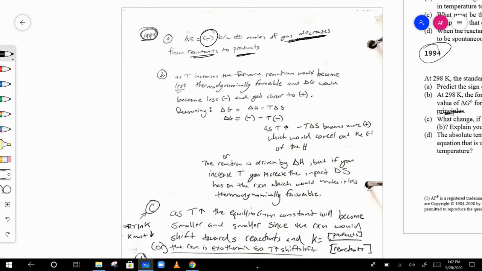We know that delta H is negative. We know that delta S is negative. As T increases, this term here, this negative T delta S, becomes more and more positive. Which would mean that the delta G would become less and less negative, or it would become less and less spontaneous. And again, don't use spontaneous. Actually, it's less thermodynamically favorable.